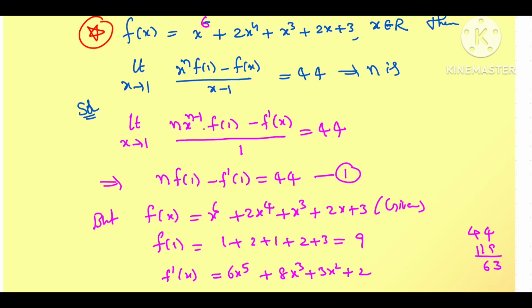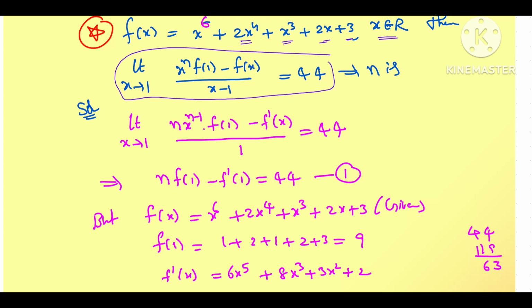Okay, let us go to the next problem. What is the statement given here? f of x is equal to x to the power 6 plus 2x to the power 4 plus x cube plus 2x plus 3, x belongs to R. Then one more condition is given. What is the condition? Limit x tends to 1, x to the power n into f of 1 minus f of x, by x minus 1, is equal to 44. Then find the n value.